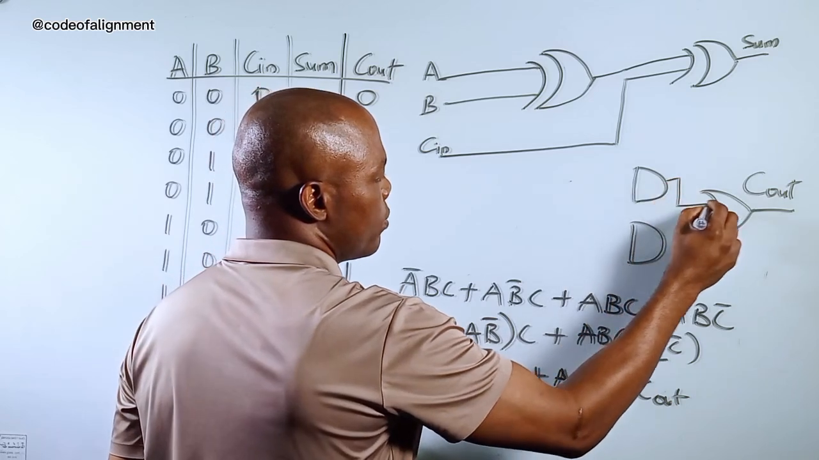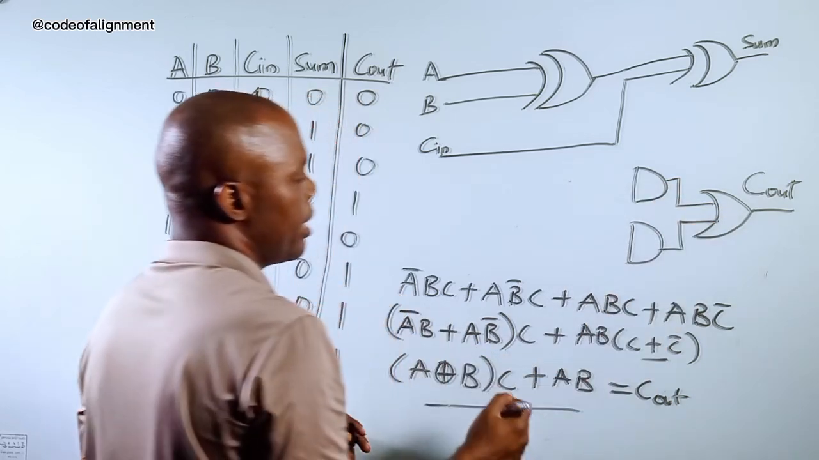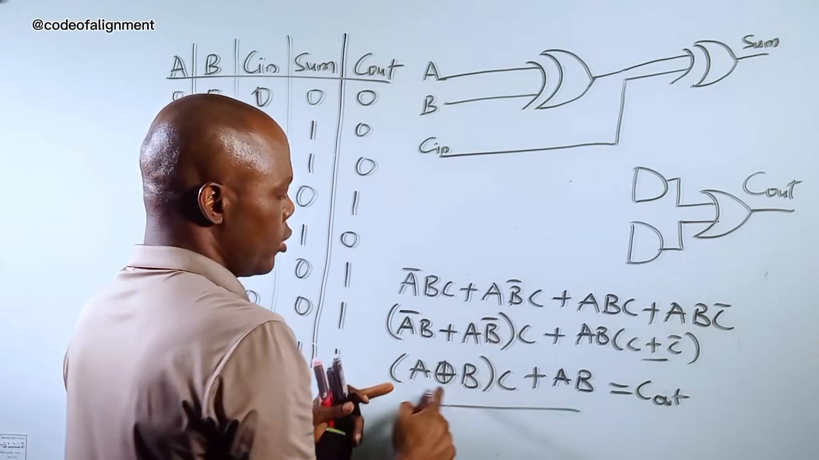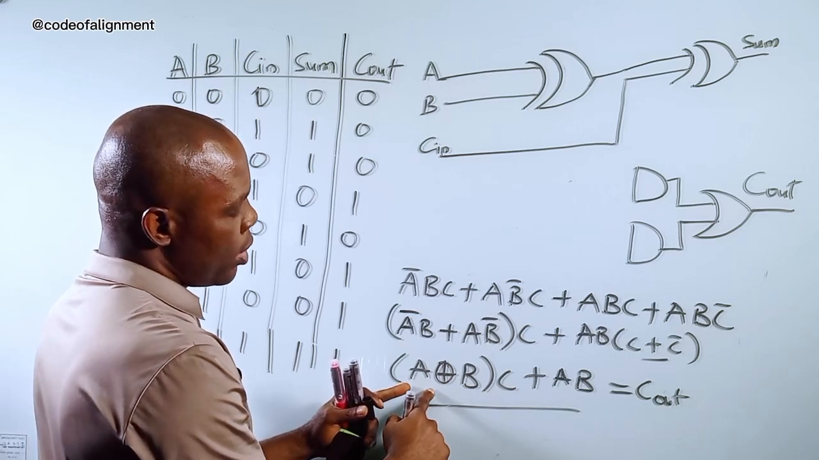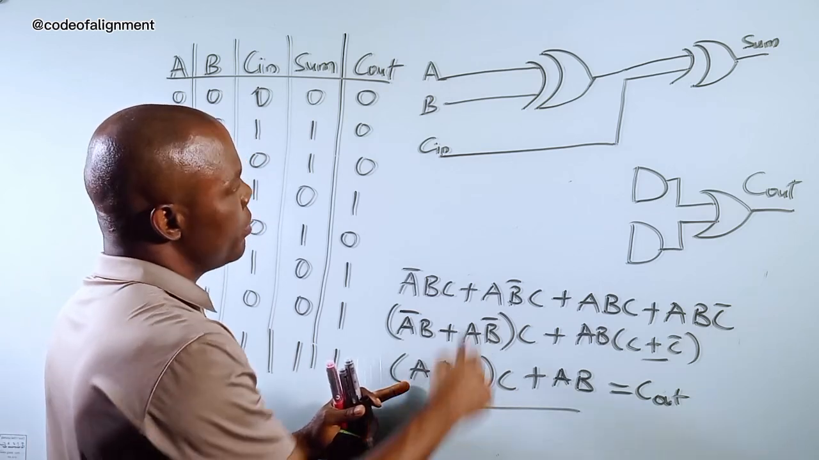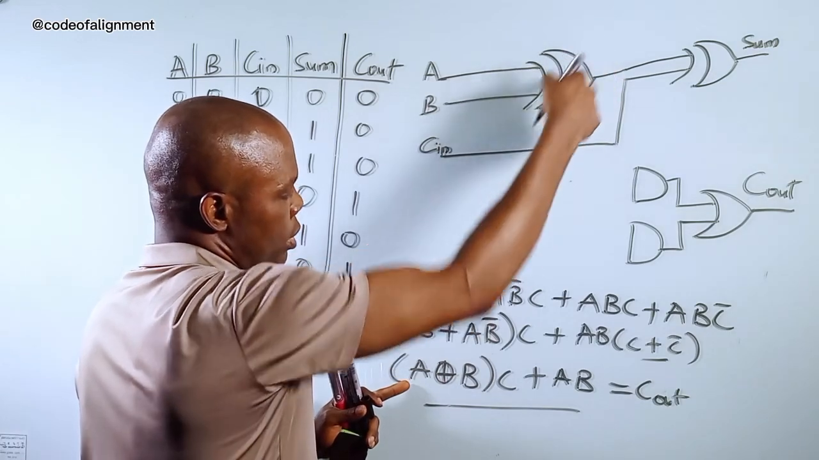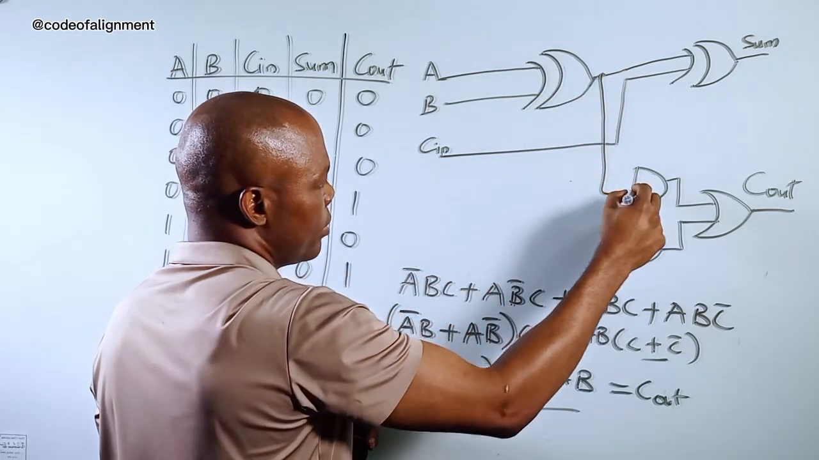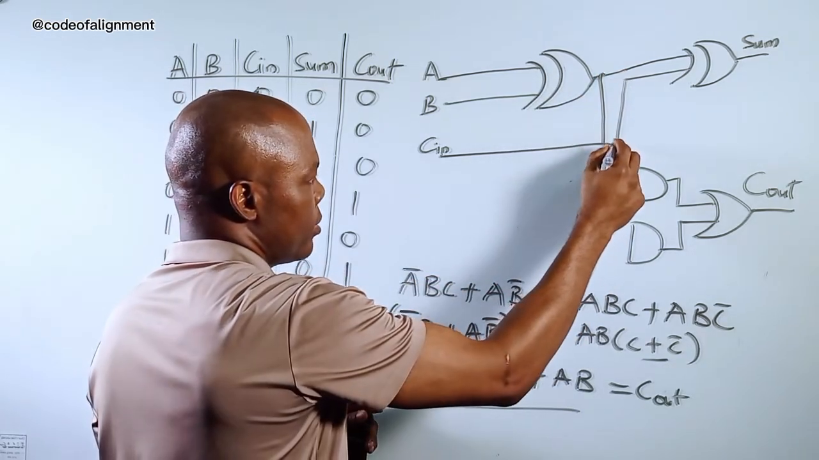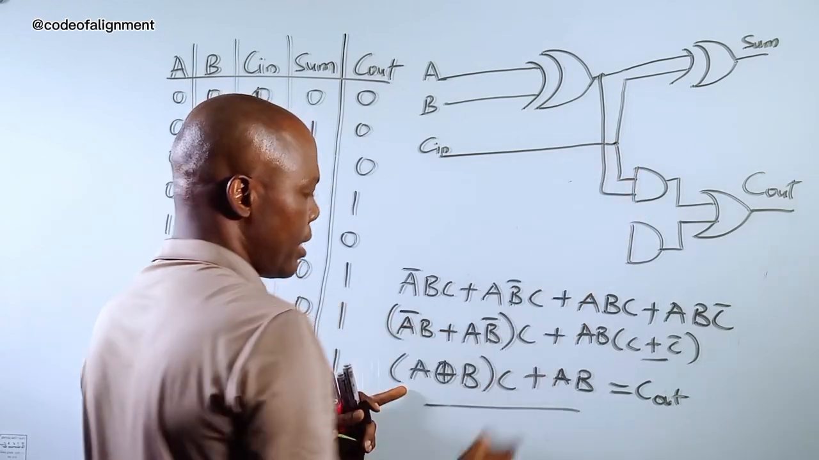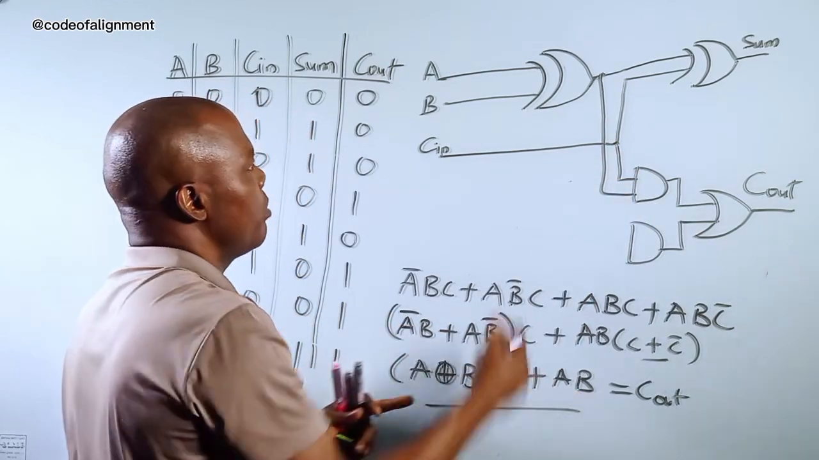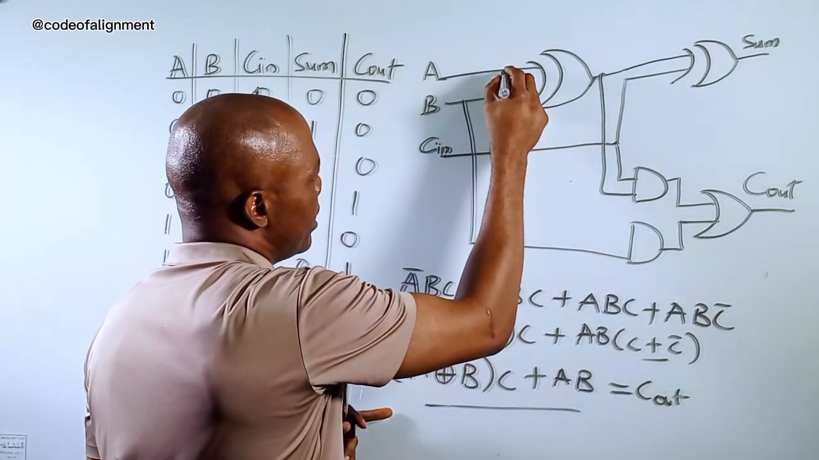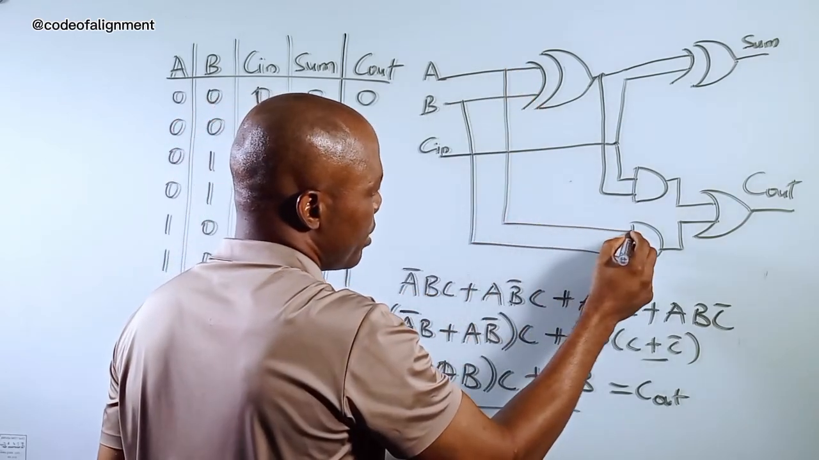So the output of this will go here. Output of this will go here. Then, so this is AB, and then this is C. So for this one, A exclusive or B, already is this one. This is the output. So it's going into one AND gate. So this from here will come into this AND gate. Then C. So this C will come here, right? Then AB. So this is AB. So I will have this come here, and then this will come here.